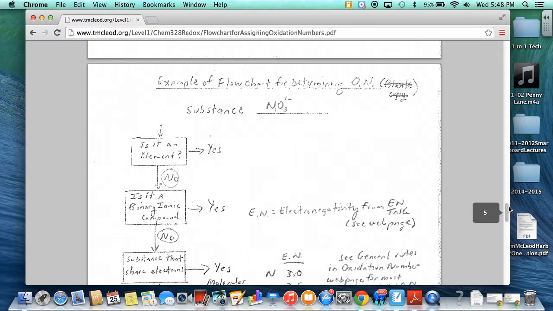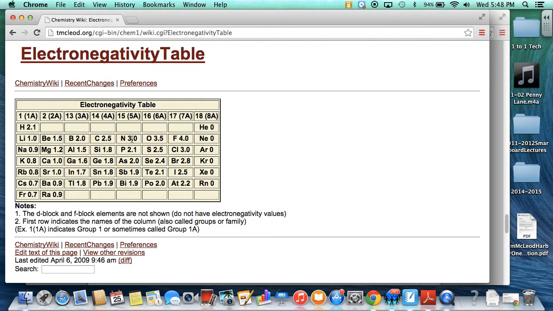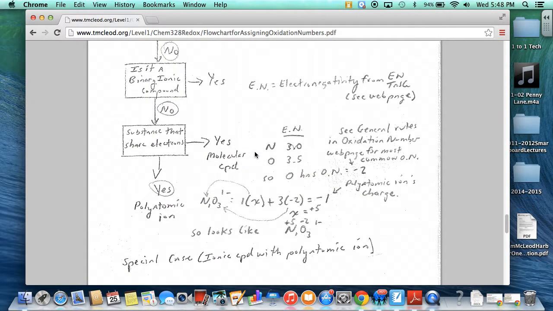So next example is a polyatomic ion, nitrate. No, it's not an element. No, it's not a binary ionic compound. It's a polyatomic ion down here. Again, you look at the electronegativity table. Nitrogen's 3, oxygen's 3.5. Doesn't have to be always oxygen. Therefore, oxygen is more electronegative, so it's the negative oxidation number, and again, it's 2.